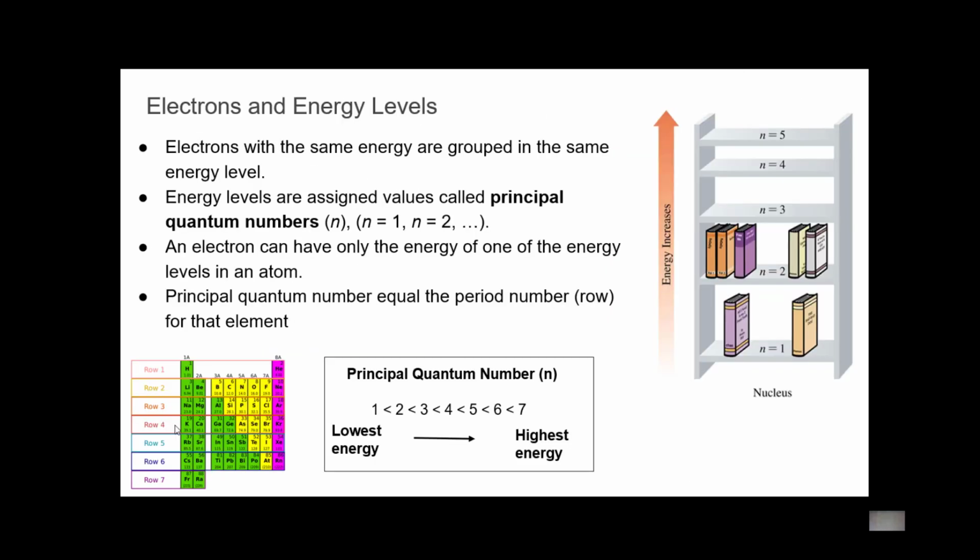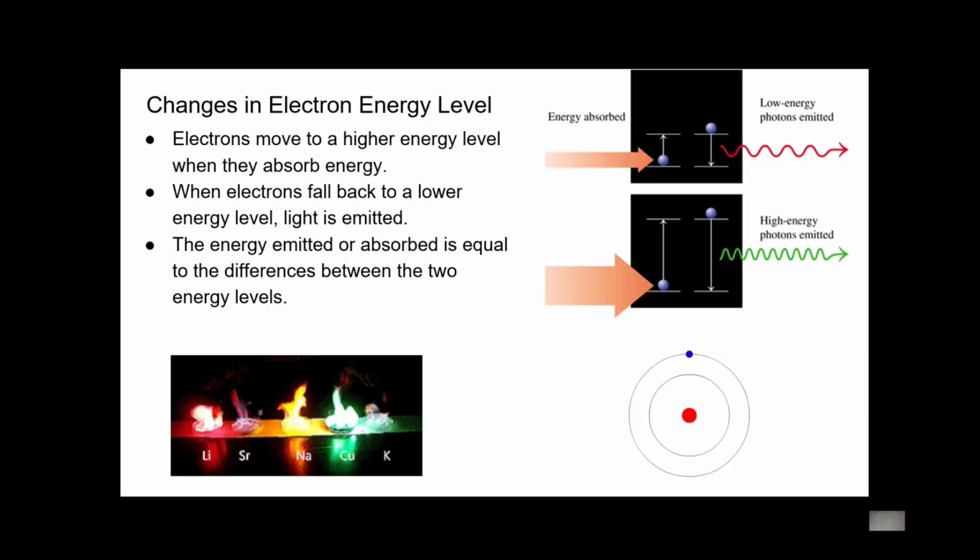Oh, and one more thing. All the electrons that are filled in, for instance, N equals 1, the electrons are at the same energy level. They're all grouped together. Row 2, all those electrons with the same energy are grouped together on that one as well.